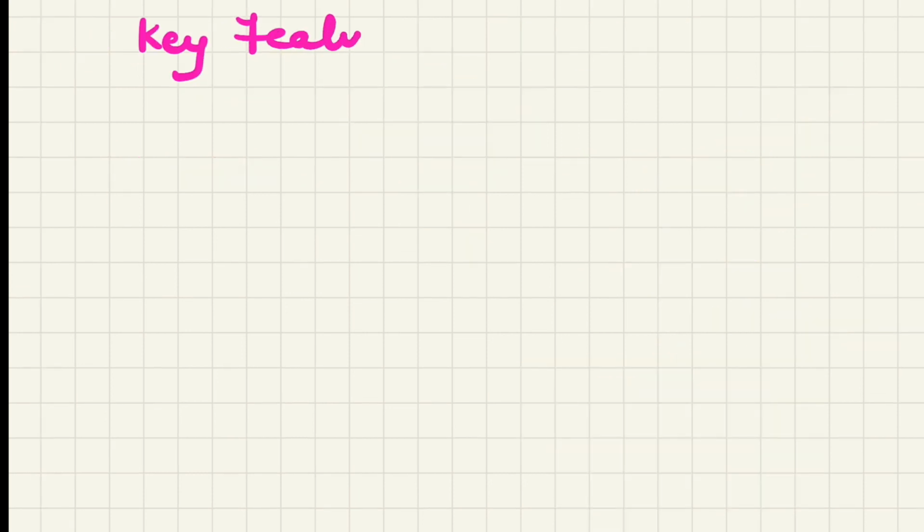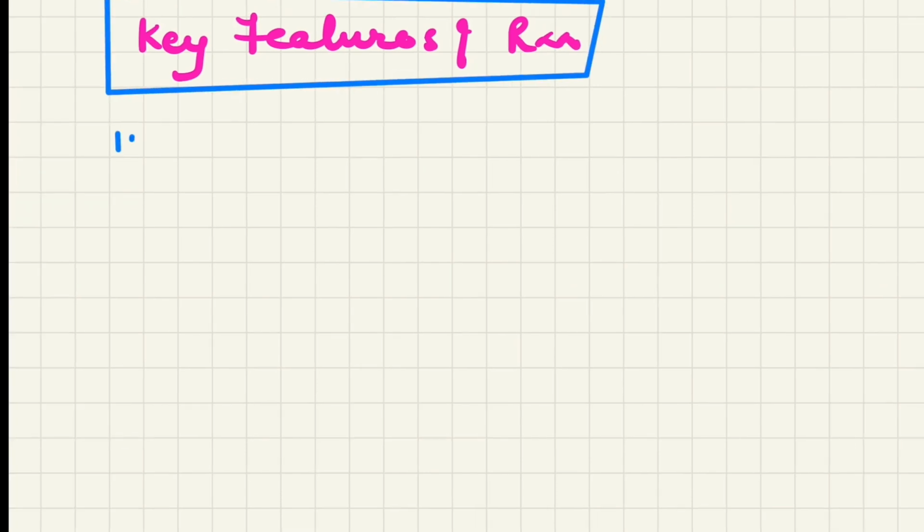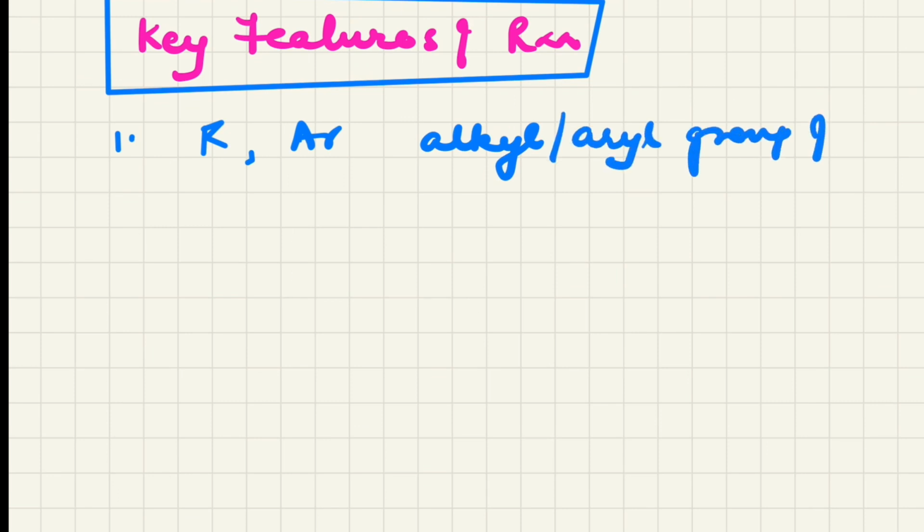So let's do the key features of the reaction. We can use R also, we can use Ar also, and whatever is the alkyl or aryl group of RMgX, it is transferred to the carbon of the carbonyl.